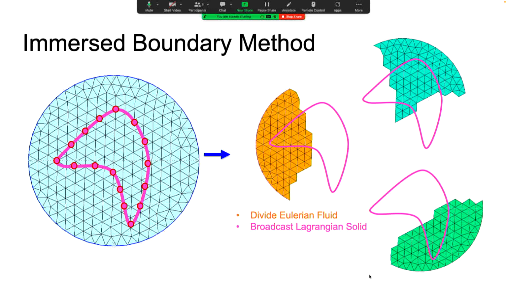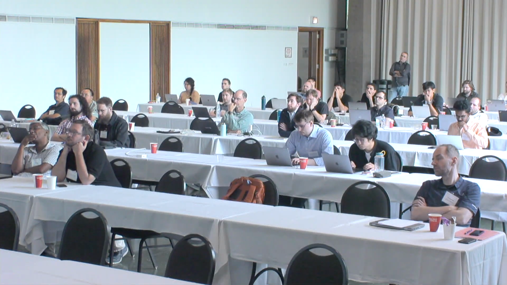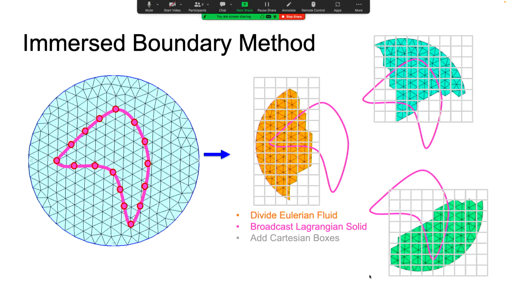Now, before we do that, we place a Cartesian grid over our finite element in order to know how to locate the elements and the solid points. So instead of looping over all elements to find which element the solid node is in, we place them into Cartesian boxes, and now we can directly use the coordinates to find which box it is in.